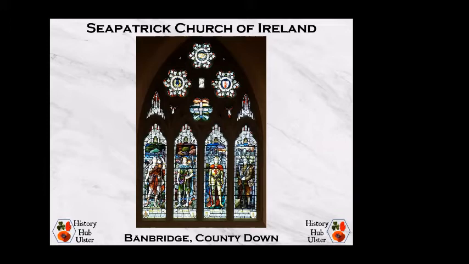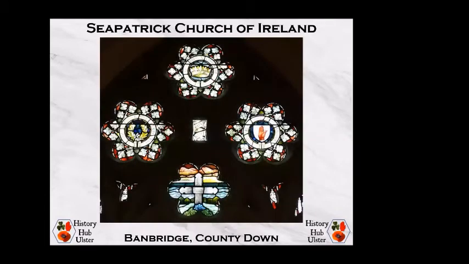As you can see, it's a window that has a lot of elements to it. So I'm going to break the window down, not literally, just so we can look at the different elements. Starting with the upper lights, they feature several items. On this side, we have a laurel wreath, and around the laurel wreath are the words, "Be thou faithful unto death." Up at the top, we have the crown of life with the words, "I will give thee the crown of life." Over on this side, we have a shield bearing the red hand of Ulster, and the words around it are, "They rest from their labours."